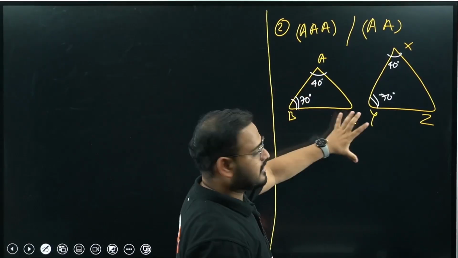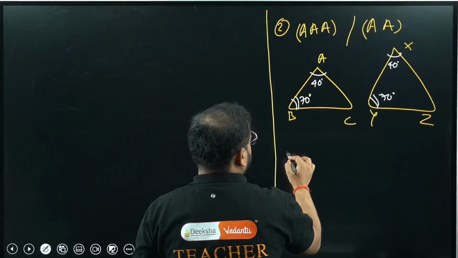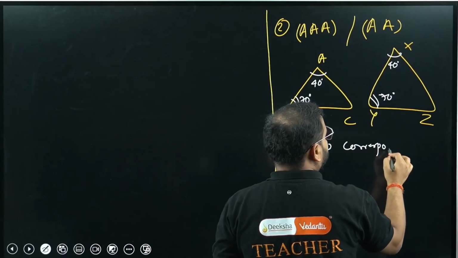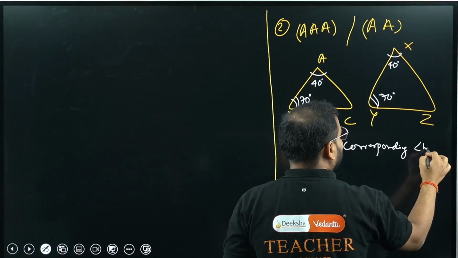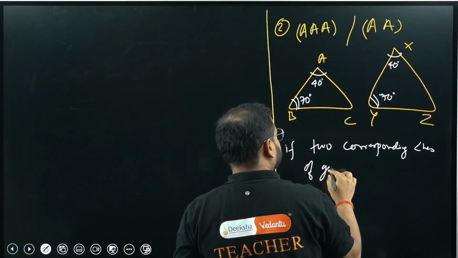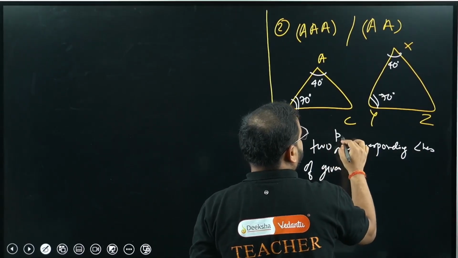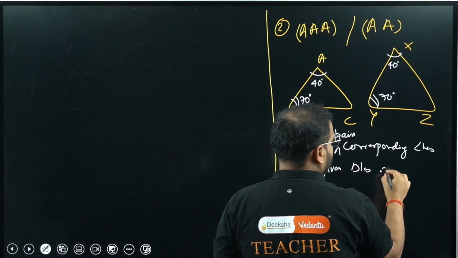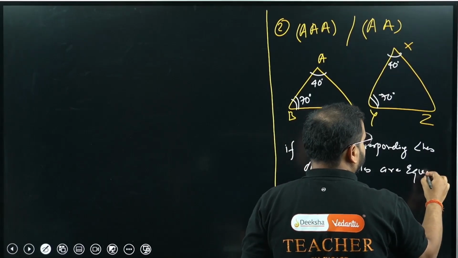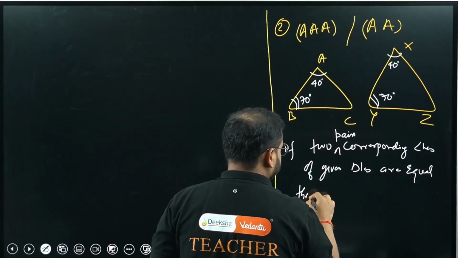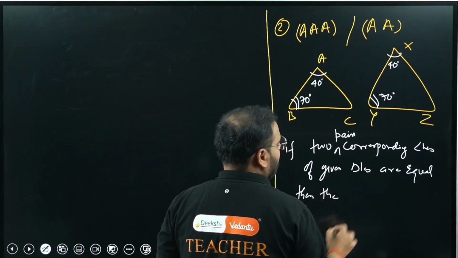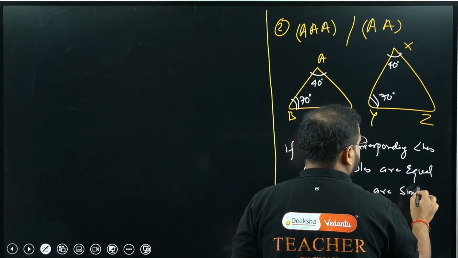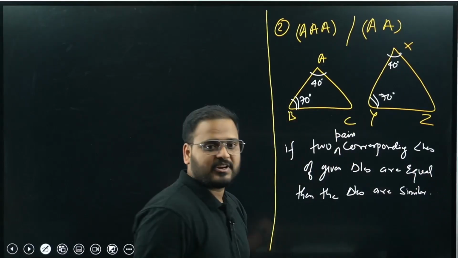So if I write, the condition is: if two pairs of corresponding angles of given triangles are equal, then the triangles are similar. That's how it is. Similar. Triangles are similar. Clear?